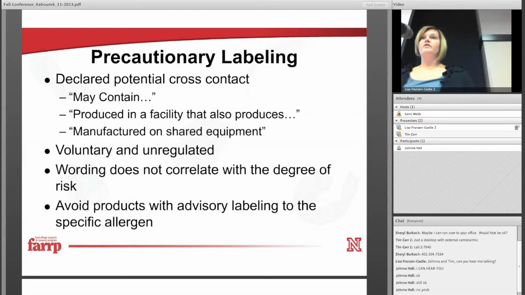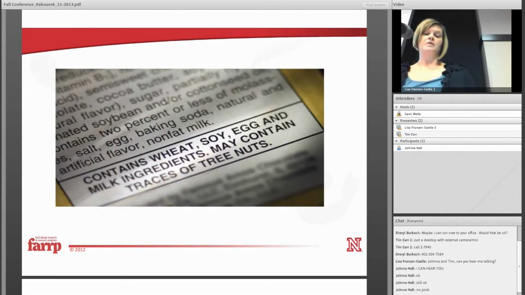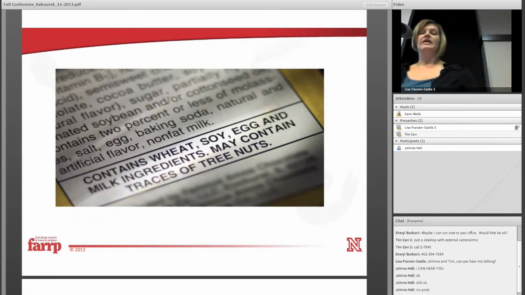So for me, "may contain egg" sounds a little more dangerous than "manufactured in a facility that processes egg." But really, that's not true. It doesn't matter. So we have to tell people you have to avoid the products that have precautionary labels. Here is just an example of the contained statement and then also of a precautionary statement.